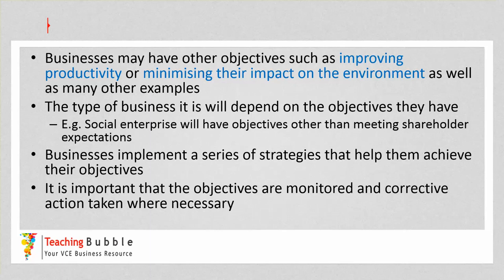Businesses implement a series of strategies to help them achieve their objectives, and we'll get into those strategies later on through future videos. And it's important that the objectives are monitored and corrective action taken where necessary, so that we don't just set an objective and then forget about it. A business needs to set the objective, implement strategies to achieve that particular objective, and then monitor and measure and evaluate to see whether that objective is being achieved. If it isn't, then they can take corrective action and implement different strategies or make tweaks to the current strategies that they have. So that's what we're talking about when we talk about business objectives.